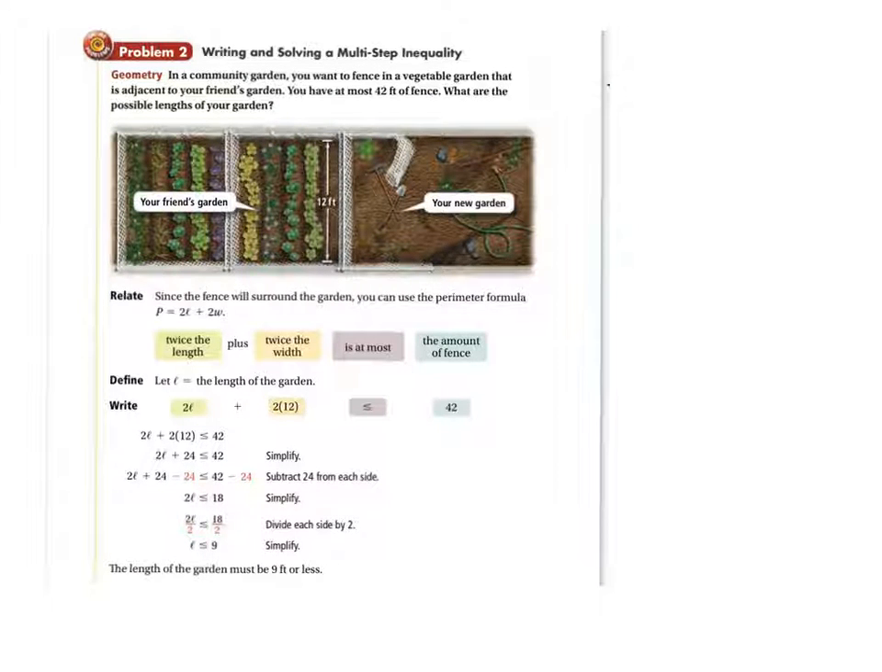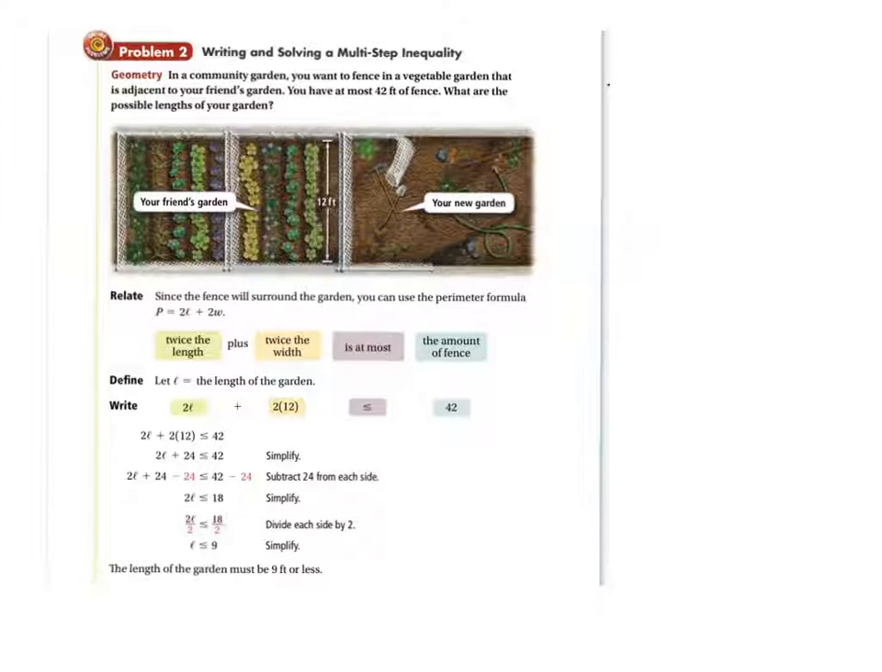Writing and solving a multi-step equation. In a community garden, you want to fence in a vegetable garden that is adjacent to your friend's garden. You have at most 42 feet of fence. What are the possible lengths of your garden? So perimeter is 2 lengths plus 2 widths, right? At most means that we have to be less than or equal to 42. I don't have more than that. I have up to that, but not more than that.